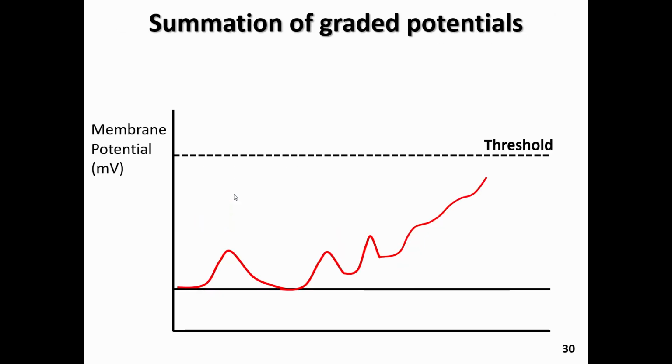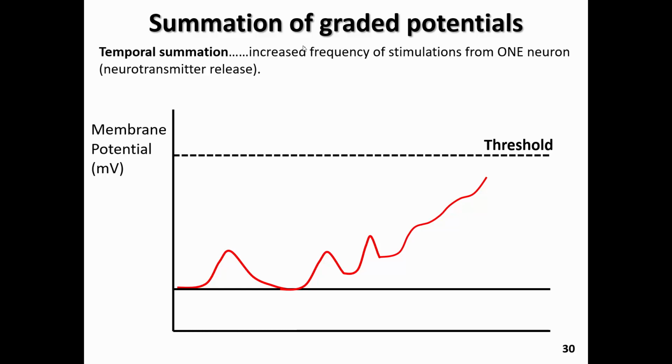So if we repeat this on the depolarizing side, these potentials can what's called summate or add. And the two different types of summation we can have are temporal and spatial summation.